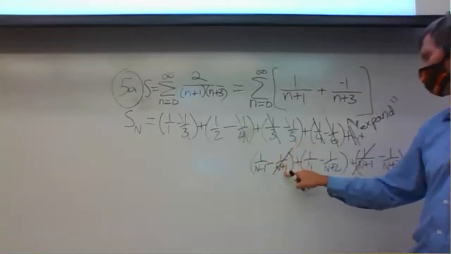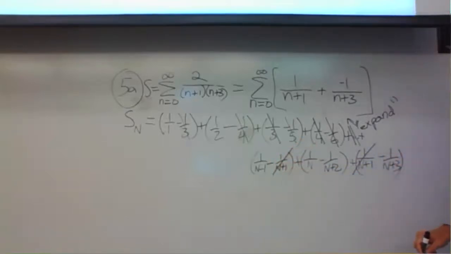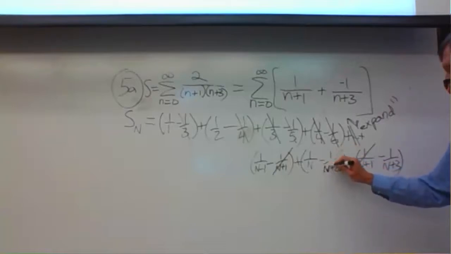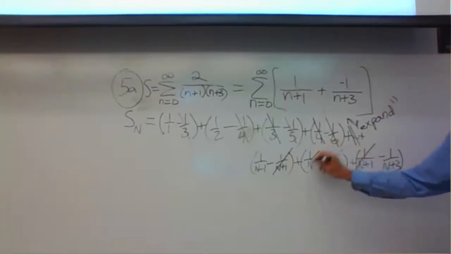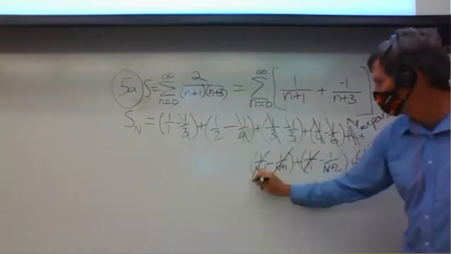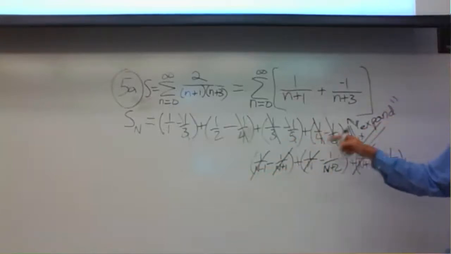Cancels the minus 1 over n plus 1. And similarly, the minus 1 over n plus 2, let's see, that's not the right one. This one stays, 1 over n plus 2. I keep trying to do that. The minus 1 over n, the left ones on this end cancel the previous term, and the minus 1 over n plus 1 cancels this one, and then everything collapses in the middle.